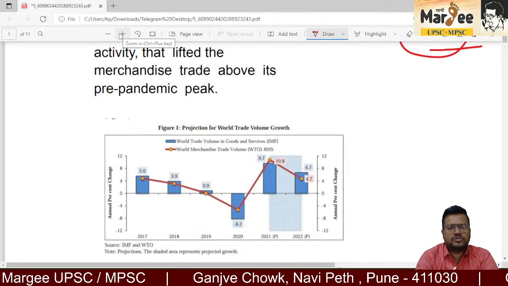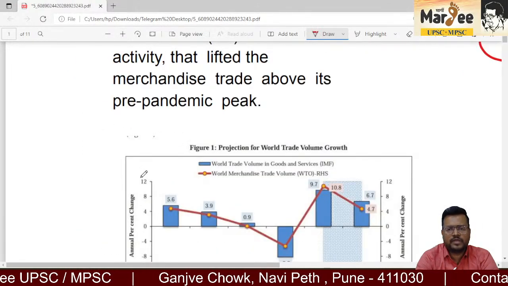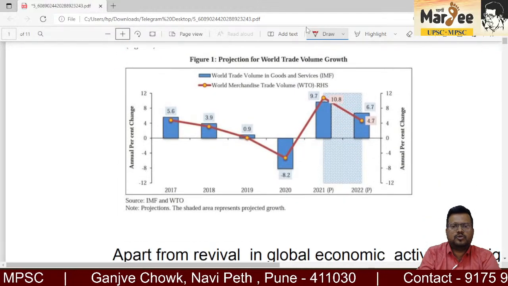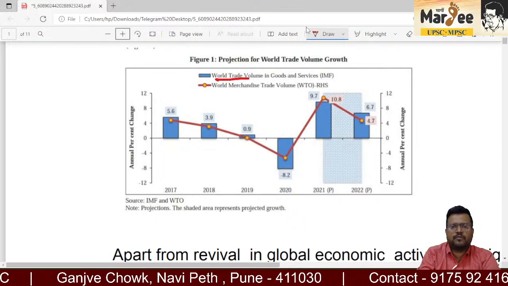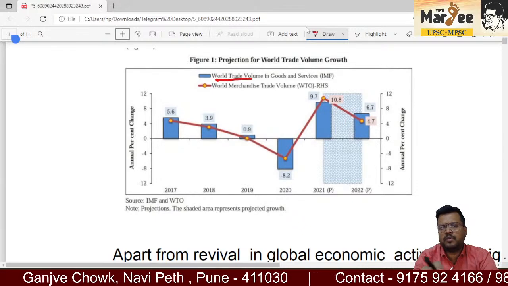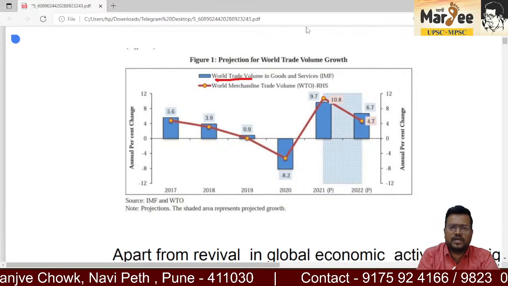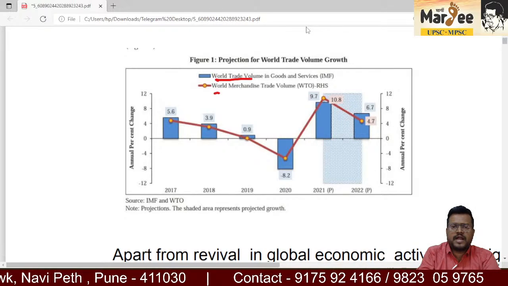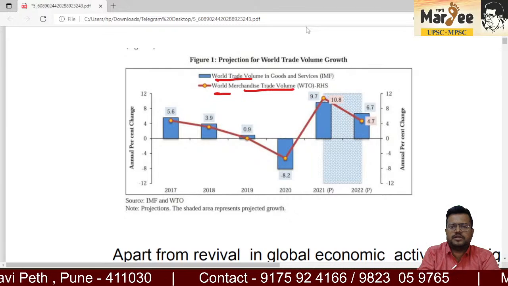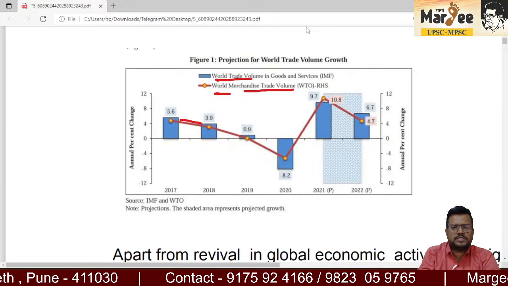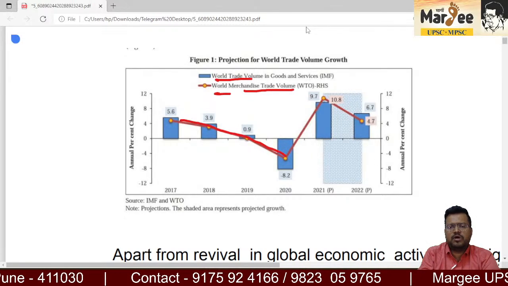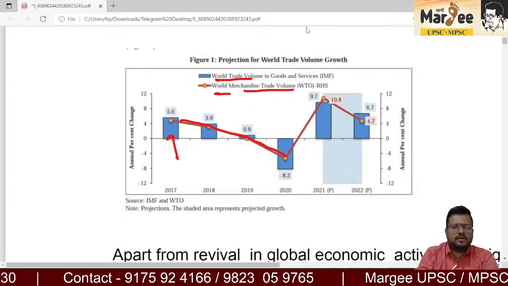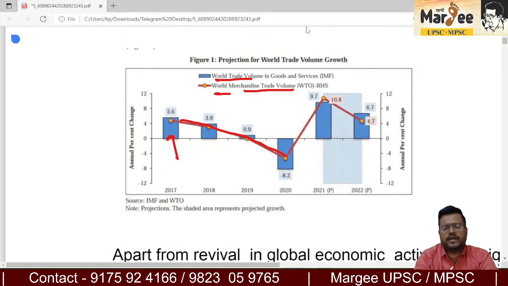You can see in this graph clearly, two things have been shown. World trade volume, जागतिक व्यापाराचं किती व्हॉल्यूम आहे हे दाखवलेलं आहे. And then there are stats related to world merchandise trade volume. This red line denotes world merchandise trade volume and this graph denotes world trade volume.